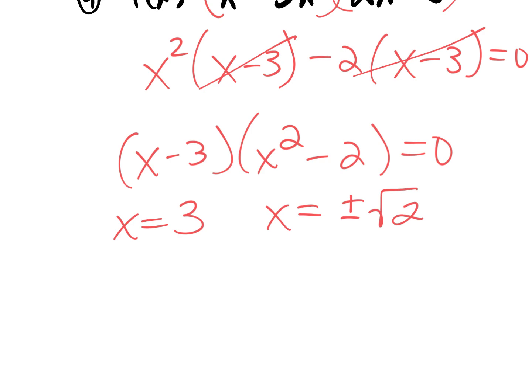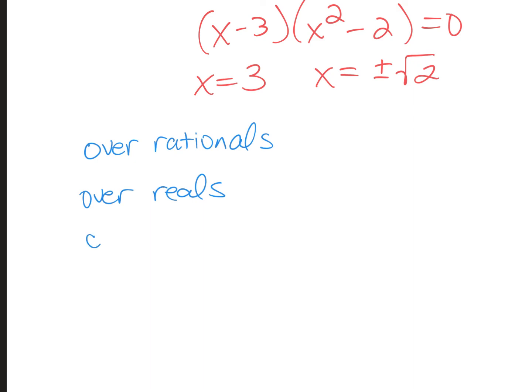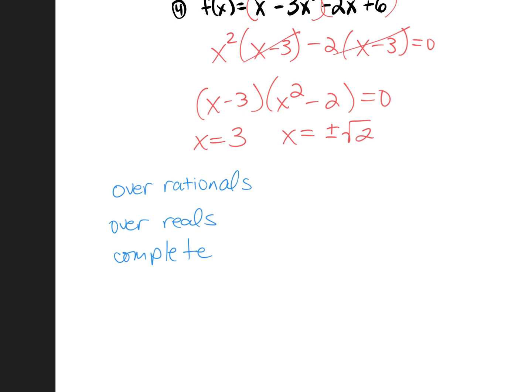All right, so we're going to write our 3 different kinds of factorizations. We're going to write irreducible over rationals. Then we're going to write irreducible over reals and complete. In this case, what 2 are going to be the same? Complete and reals, yep. So if I'm going to irreducible over the rationals, I can have x minus 3 and then x squared minus 2.